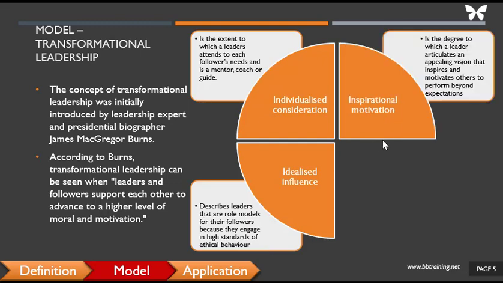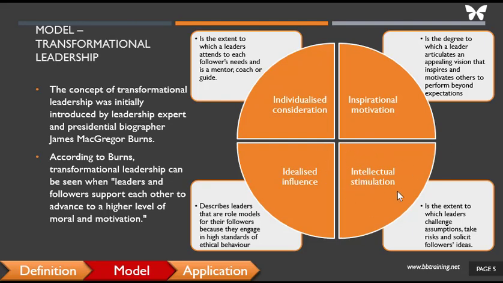The third one is inspirational motivation, which is the degree to which a leader articulates an appealing vision that inspires and motivates others to perform beyond expectations. So they are extremely good in terms of vision and where the entire team is going. Because if we can show them a bright future, which a transformational leader does, and give people hope that they will be able to achieve it, people get motivated.